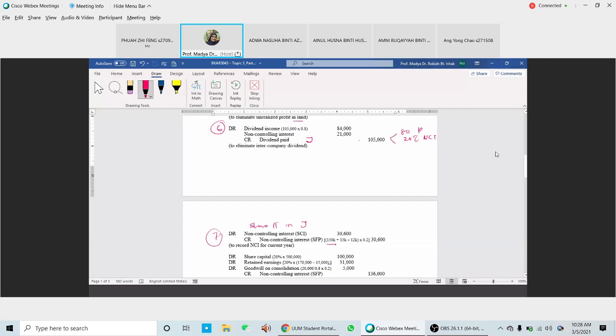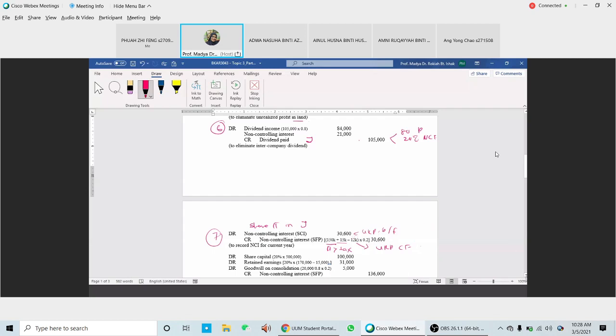150 here comes from profit after tax. Profit after tax. 15 here is the URP brought forward, because this one is related to the upstream sales. Okay, and then minus 12 here is the URP carry forward. Profit before tax plus URP brought forward minus URP carry forward times 20%. So you're going to have 3,600.